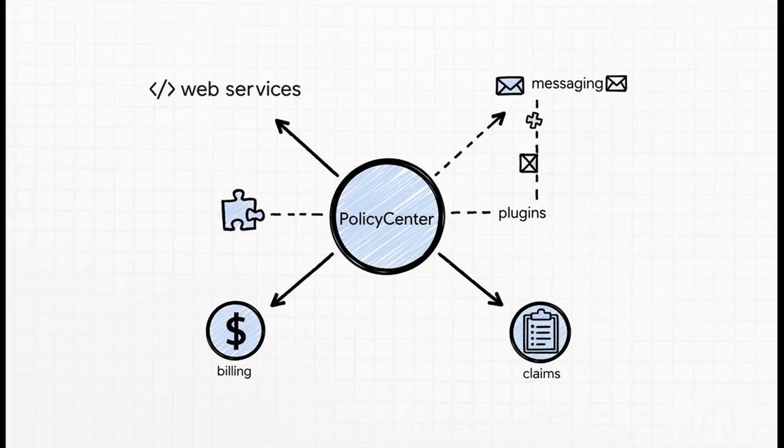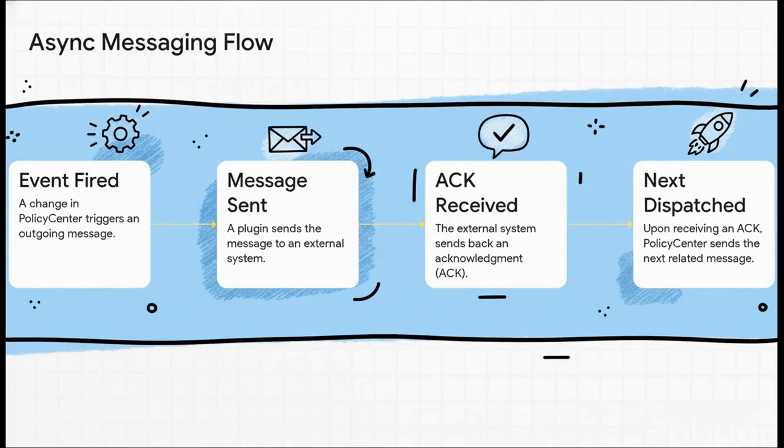And getting data in and out of the system, well, that's just as flexible. The integration layer is this really sophisticated mix of modern web services, customizable plugins, and super robust messaging queues. This is what allows PolicyCenter to talk to literally everything, from a decades-old billing system to a brand-new, shiny cloud platform. And here's a really crucial part of the puzzle, ensuring reliability.